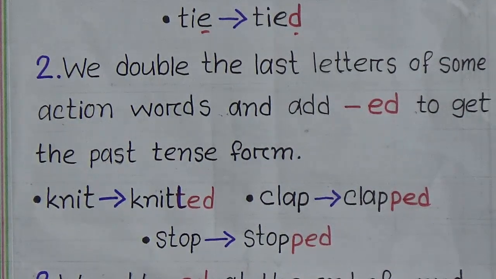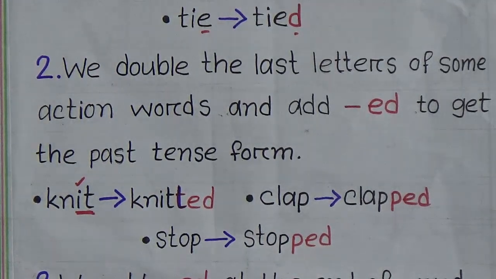Students, look here. The word knit. Here the word ends with the letter T and it is a consonant. Before the consonant we find the letter I and we know there are 5 vowels A, E, I, O, U and I is a vowel, so we have to double the last letter T. That means the consonant will be doubled here. So we write knitted and made the letter double. Like this one, we made this one double here and this one also. Clap is clapped and stop is stopped.